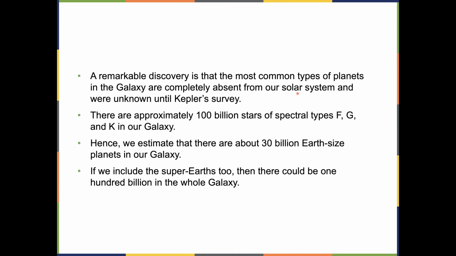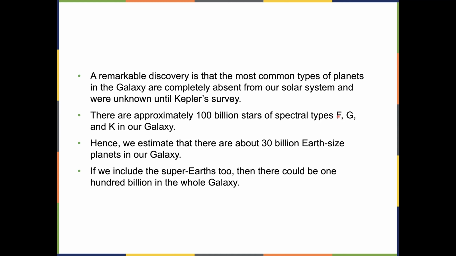And there are approximately 100 billion stars of the spectral types F, G, and K in our galaxy. If I remind you, we have learned something called spectral classification, right? You can classify the stars into different spectral types, starting from O, B, A, like that. O type stars are the hottest ones. And in terms of the main sequence stars, O type stars are the most massive stars. And our sun belongs to type G, as far as I remember.